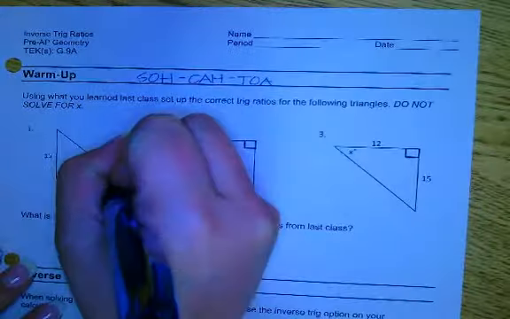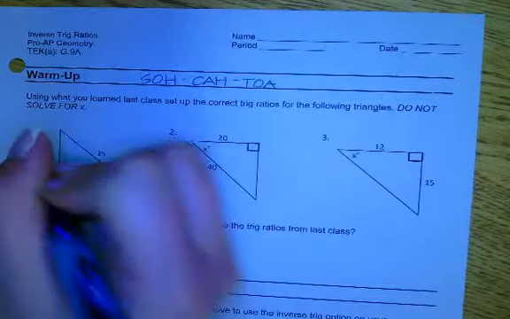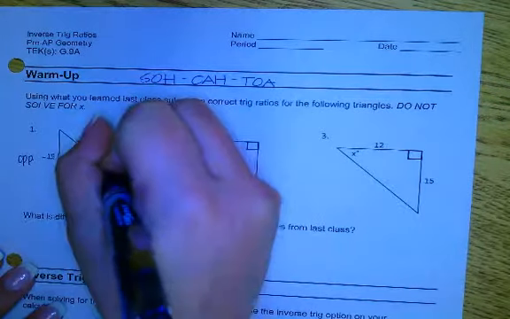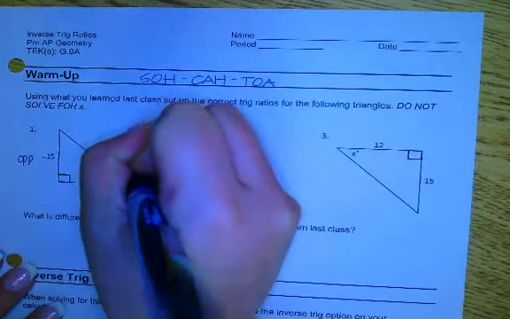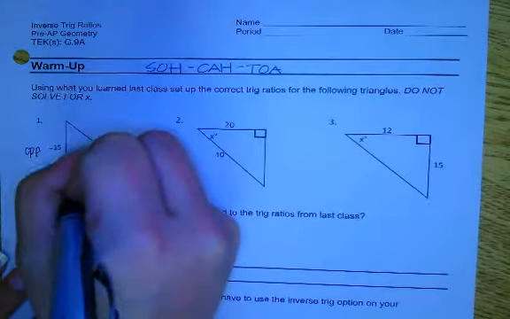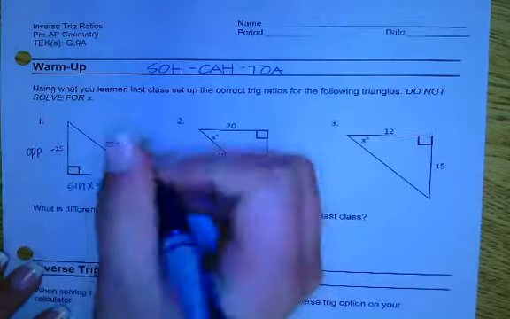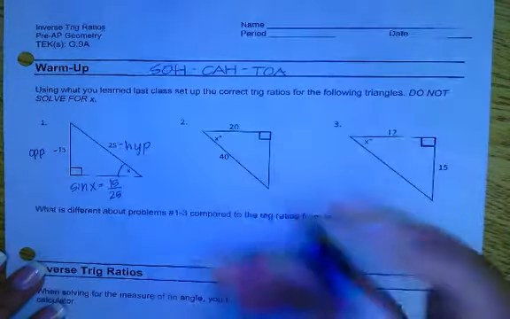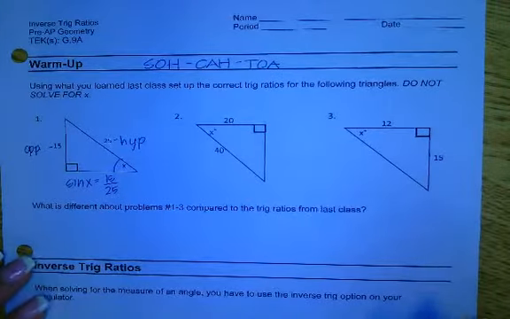Okay, so in relation to x, what is 15? Opposite. And 25 is? The hypotenuse. So which trig function should you be using? Sine. So you have the sine of x equals what? 15 over 25. Awesome. Moving on.